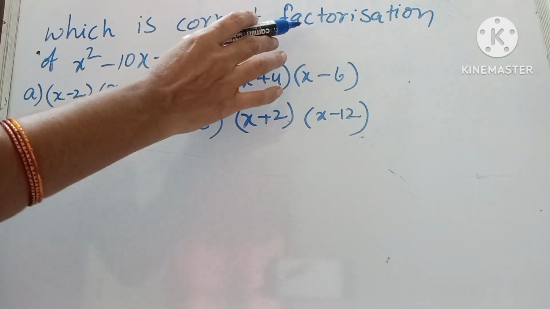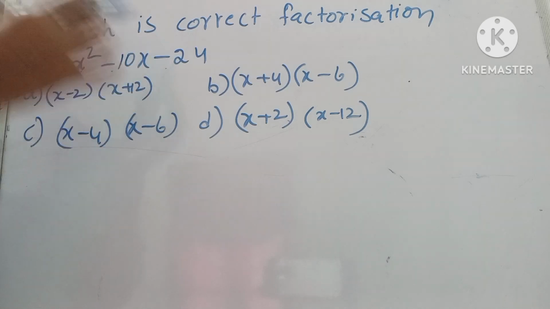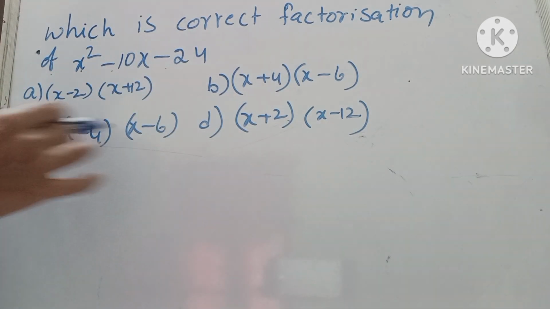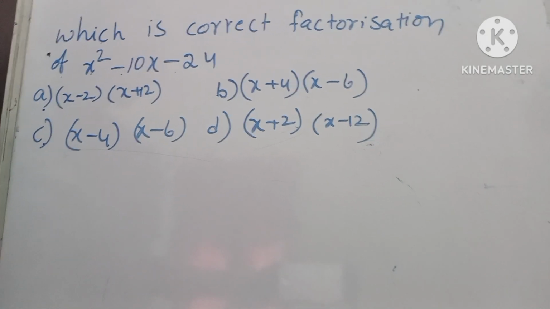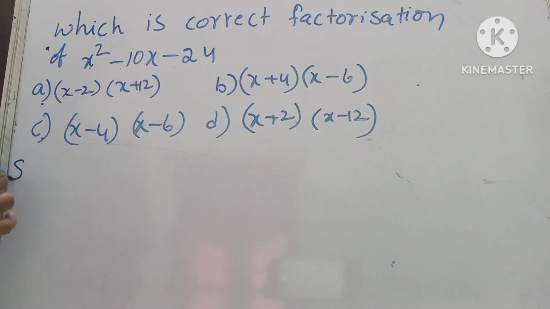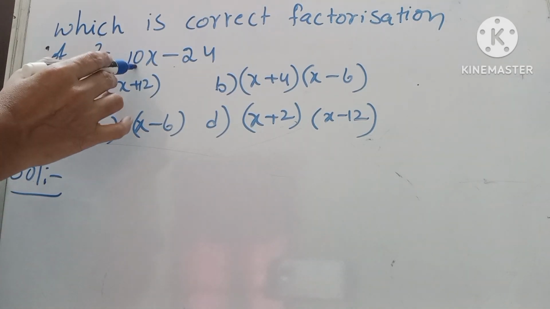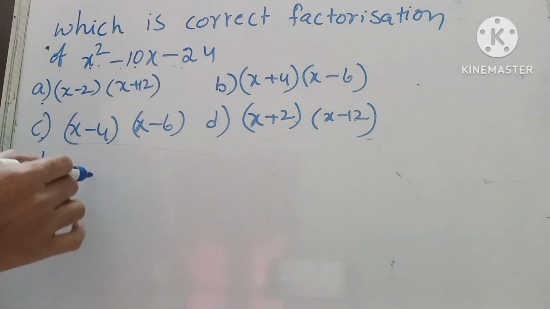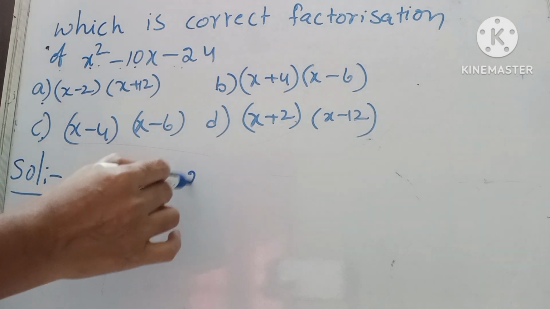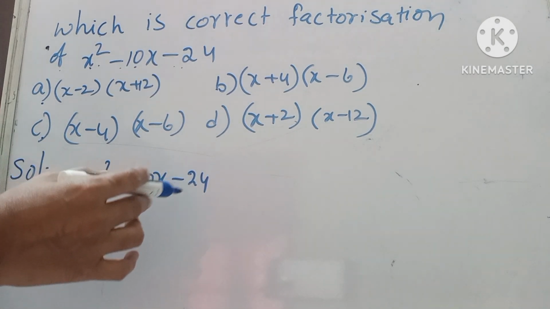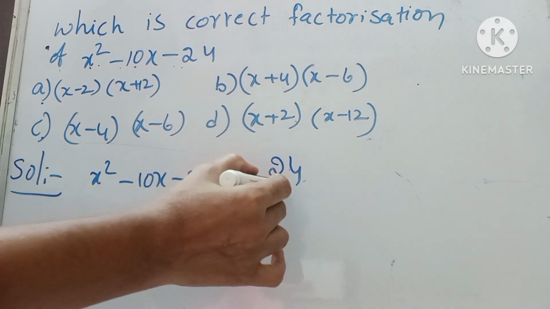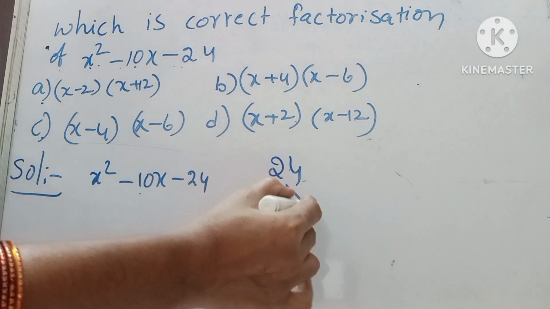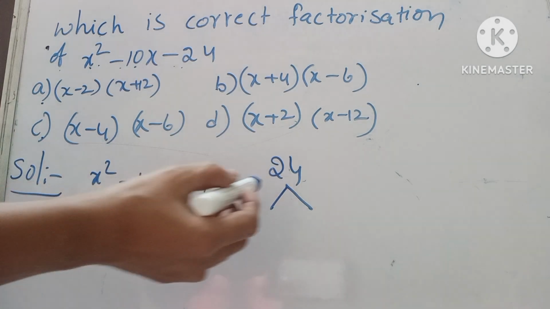Which is the correct factorization of x square minus 10x minus 24? Option A, option B, option C, option D. Which is correct? Guess it. Let's check it. This is in the form of ax square plus bx plus c, so x square minus 10x minus 24. We have to take the factors of the constant term. What are the constant term factors which give the sum as 10? Which factors of 24 give 10?